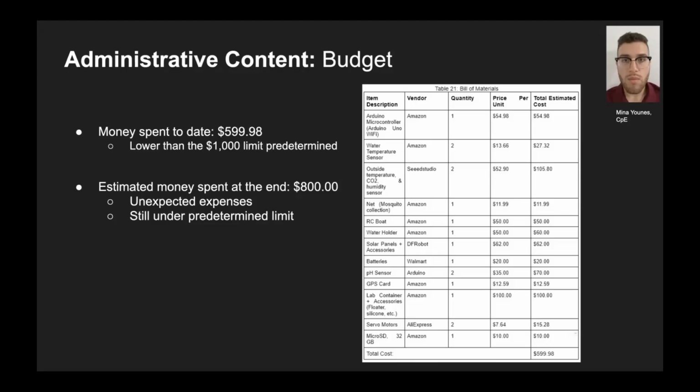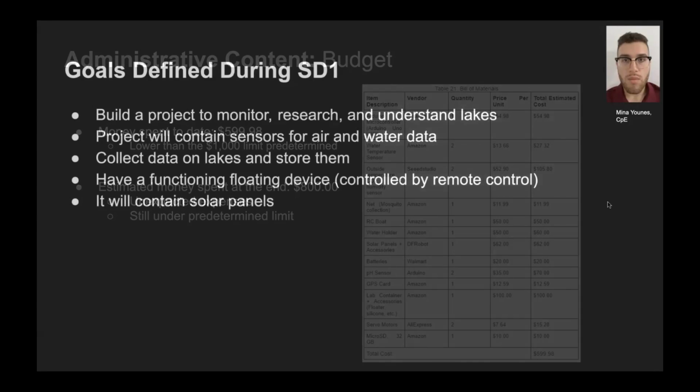Moving on to the actual cost and budget. As of today, we have spent around $600 for our parts. This amount is lower than the budget we set out to be a maximum of $1,000. Unexpected expenses had to be considered, as they often happen because of something like a broken part or a part that just simply does not work correctly. We estimate that with unexpected expenses, we will spend a total of $800, meaning $200 more than our current cost, which would still be under our predetermined limit of $1,000.